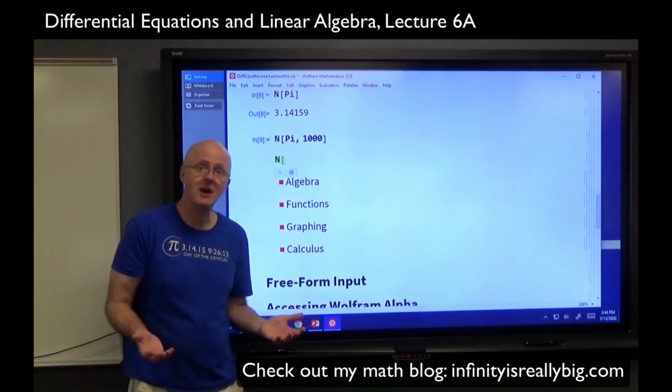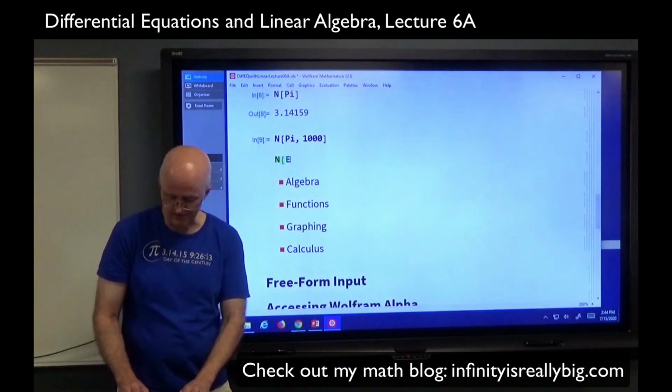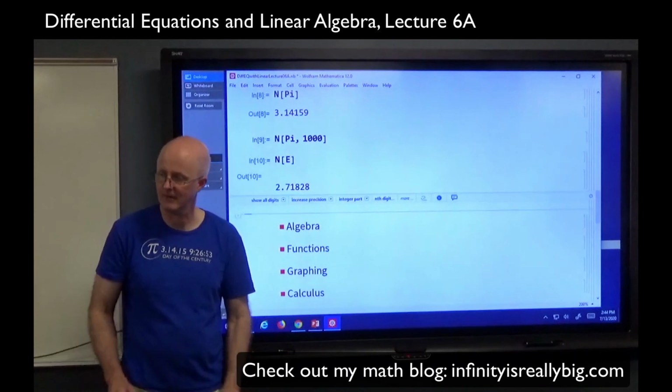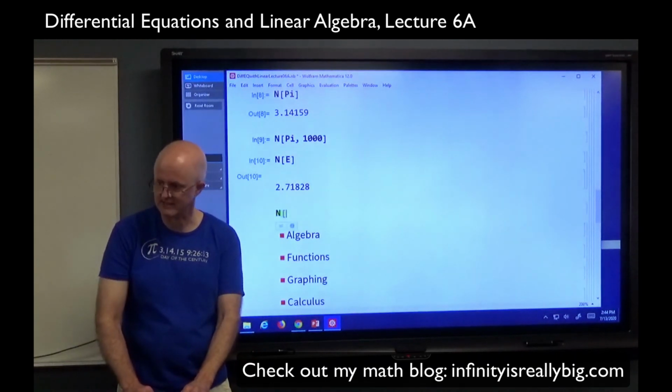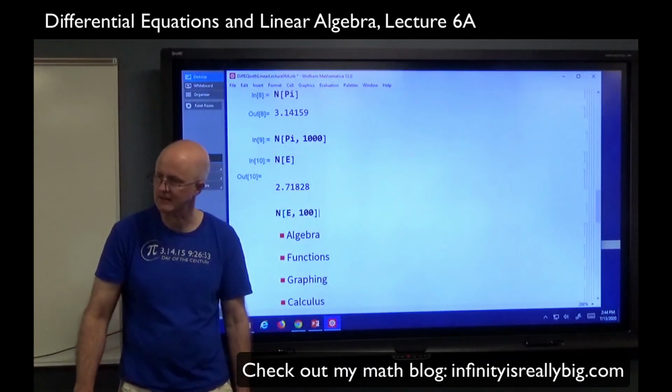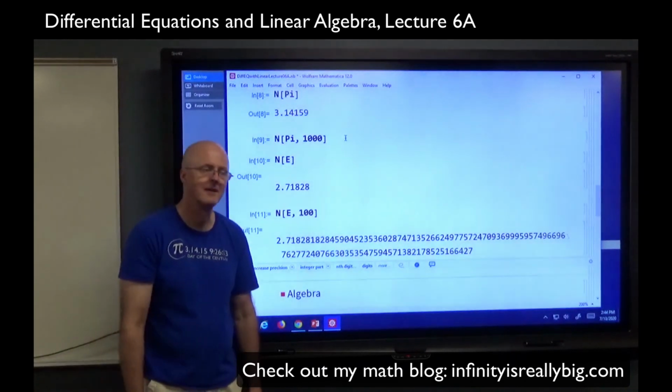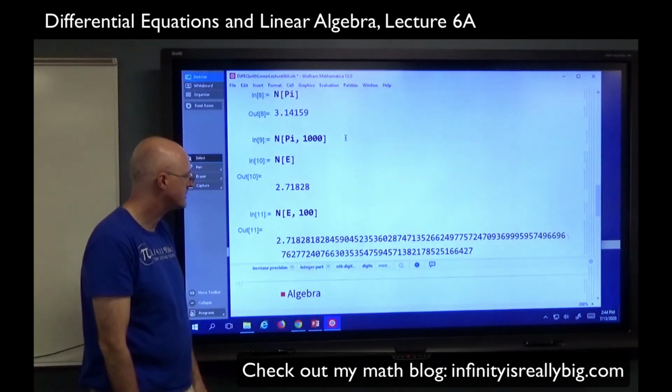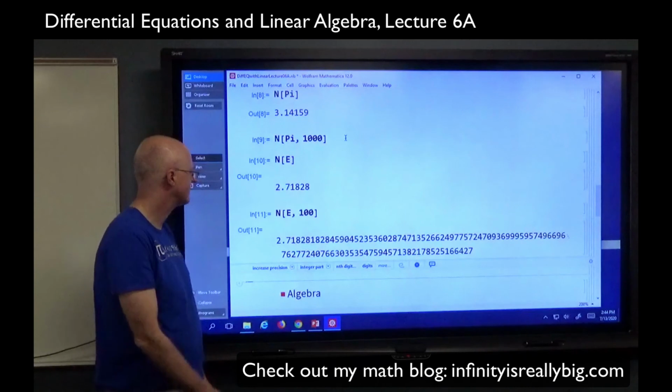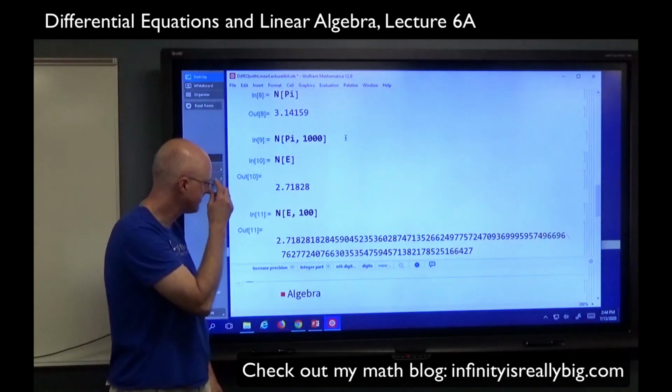The number E is also started with a capital letter. Capital E is the number E. And we can get that to 1,000 places as well, but let's just do 100 so we can see it there in the output line. There's the number E to 100 significant digits. Okay? 99 places after the decimal.